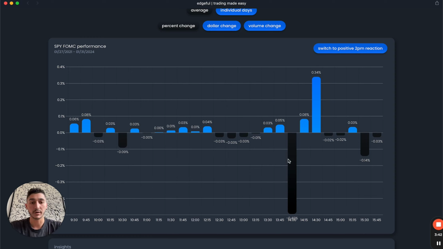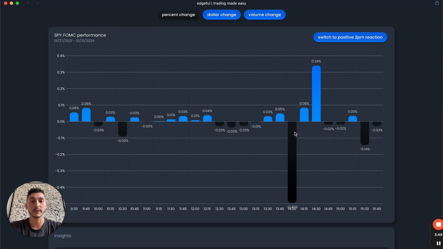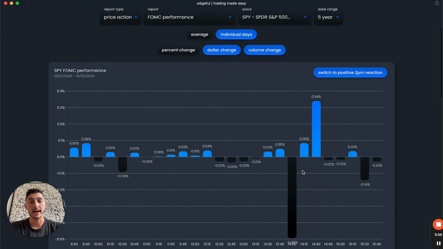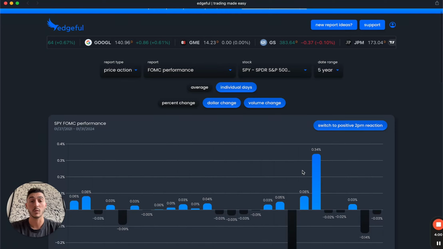So the one that you really want to pay attention to here is 2 p.m. and later. If you trade FOMC, this report really gives you an understanding of how you can trade, what to expect, especially based on that initial reaction, and gives you an edge in terms of trading FOMC because they are wild days to trade.